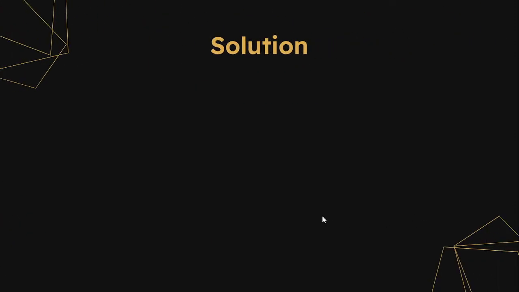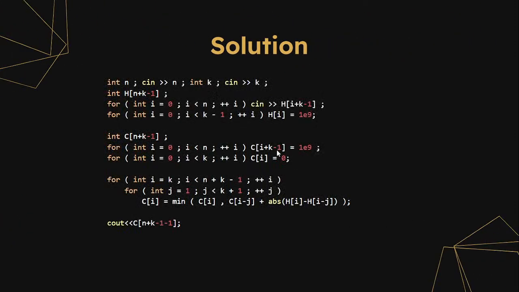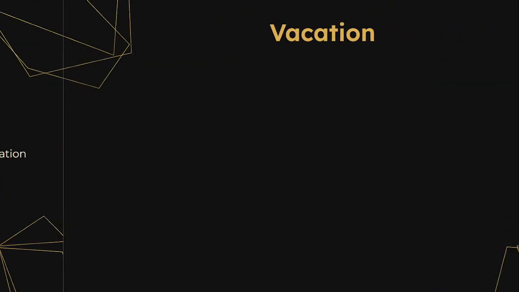So 1e9 cost is impossible, hence I have initialized all the costs as 1e9, and then I simply have to check the cost for each stone. For checking the cost of each stone, I have to check the cost of the k stones behind it. So that is the code, and the final index is the answer. Okay, pretty straightforward till now. It will be done in n into k.